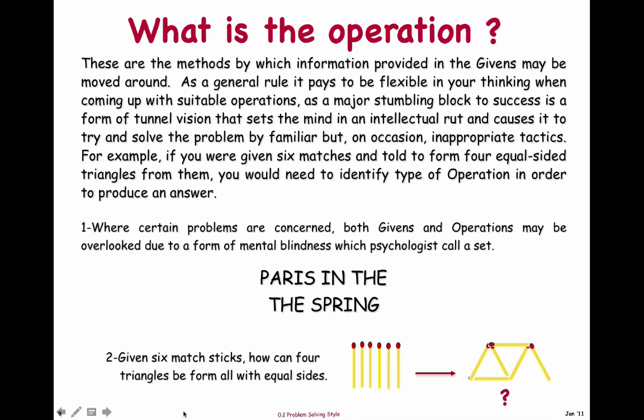Let's take a look at the operation. What is the operation? These are the methods by which information provided by the givens may be moved around. As a general rule, it pays to be flexible in your thinking when coming up with a suitable operation, as a major stumbling block to success is a form of tunnel vision that sets the mind in an intellectual rut and causes it to try and solve the problems by familiar but, on occasion, inappropriate tactics.